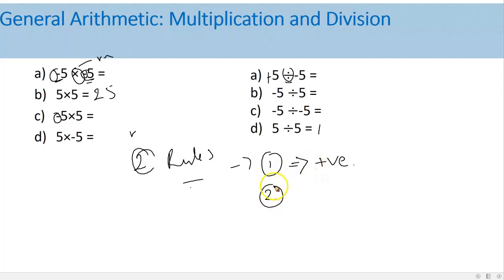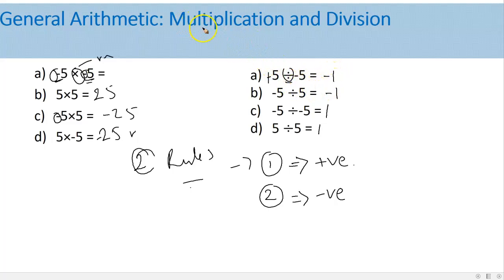Rule number 2, conversely: when you're dealing with 2 numbers of different signs, the result is always going to be negative. So what that means is that -5 multiplied by 5 is going to be -25. 5 multiplied by -5 is going to be -25. And -5 divided by 5 is going to be -1. -5 divided by -5 is going to be 1. And this is 1, and then this is -5 and 5, so this is going to be -1.